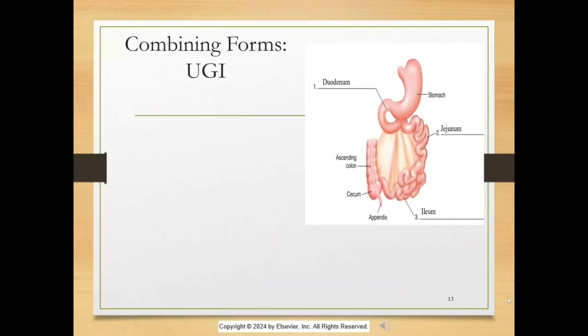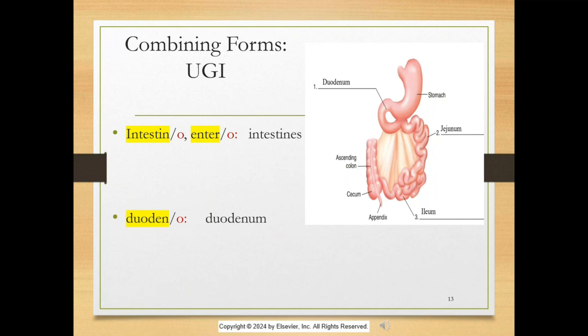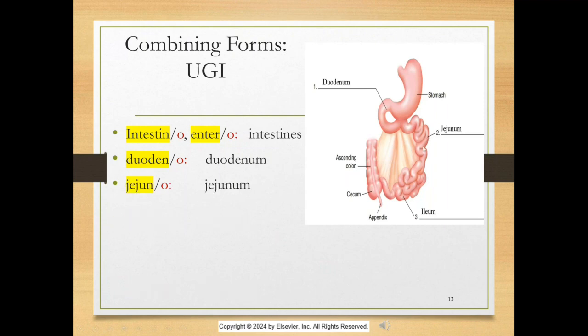Let's continue with more combining forms of the upper gastrointestinal tract. Intestinal and entero mean intestines. Duodeno means duodenum, which is the first portion of the small intestine. Jejuno means jejunum, which is the second section of the small intestine. Ilio means ileum. That is the distal part of the small intestine.